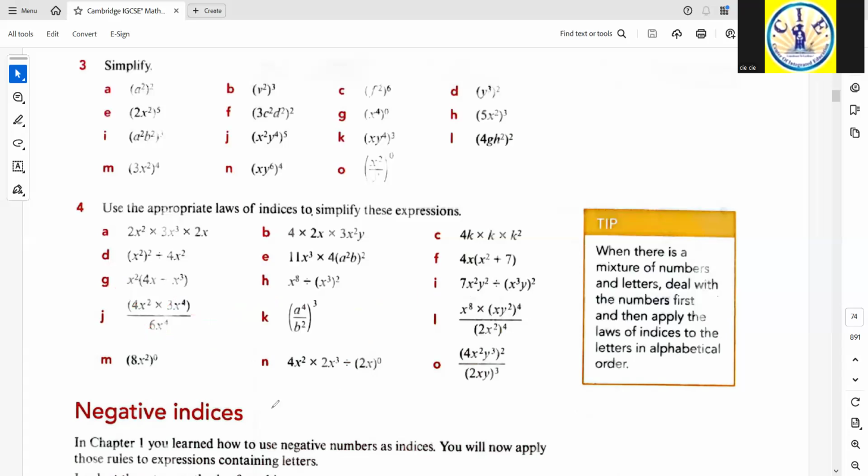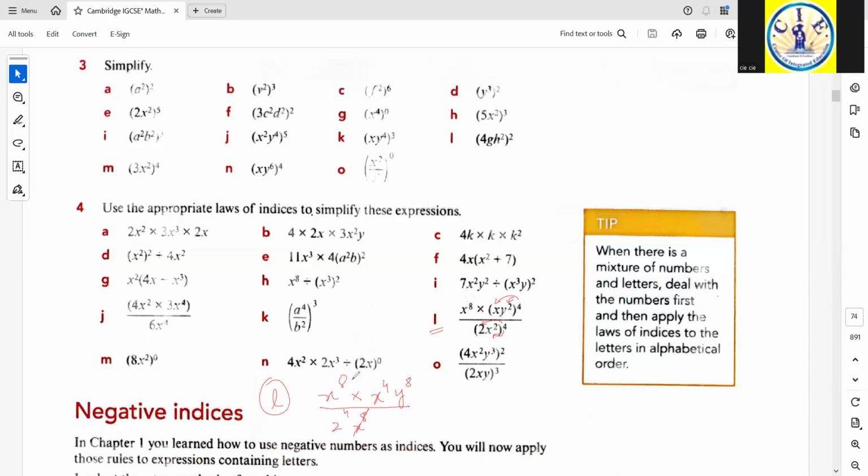For part L now, x raised to the power 8 times x raised to the power 4. This power is to be distributed on both of them. Y raised to power 2 times 4, that is 8, whole divided by, same goes for this power 4 is to be distributed on 2 as well as on x squared. So 2 raised to power 4, then x raised to power 2 raised to power 4, that will give us x raised to power 8.